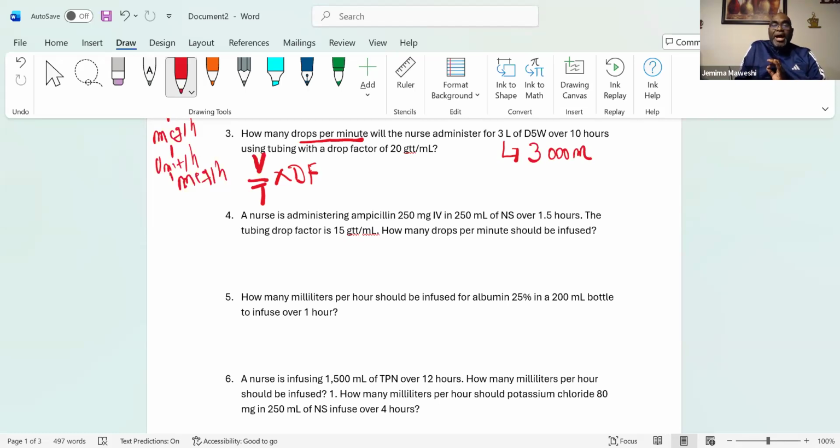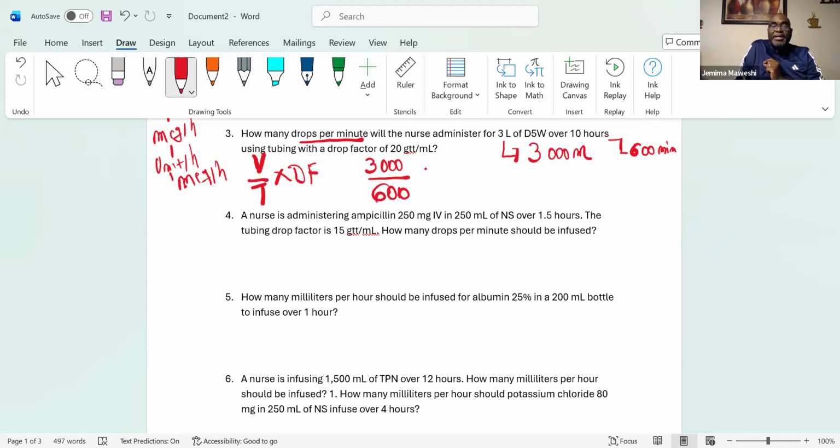Now your time must be in minutes, but look at my time. My time is in hours, so I have to convert that to minutes. For drop per minute, your time has got to be in minutes. 10 times 60 gives you 600 minutes. My drop factor is always drops in 1 minute. So now I get 3,000 milliliter, and I will divide that by 600.